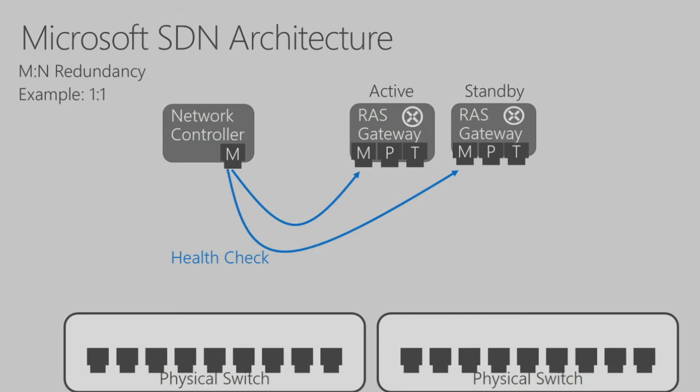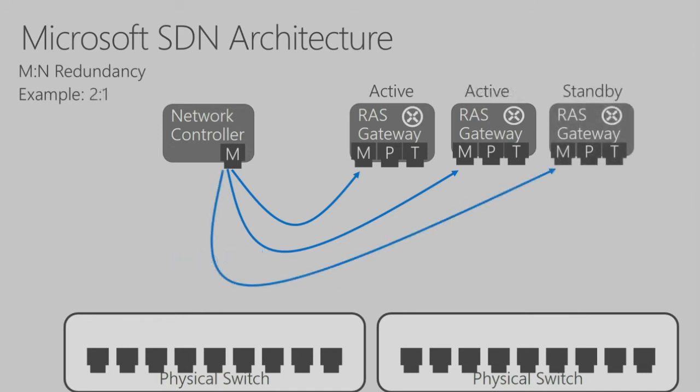So in a 1:1 example, you have one active, one standby. The active will have all of the connections that are needed. The standby will be idle until the active one fails. If you deploy another gateway, well, then you can have 2 active, 1 standby. You can adjust that number as you want when you deploy the pool of gateways. These are all put into a single pool.